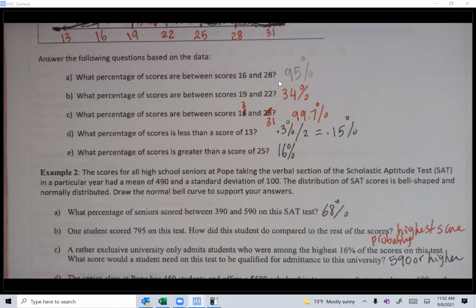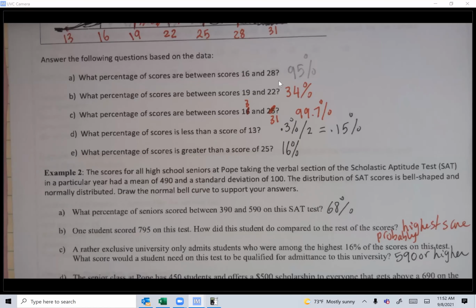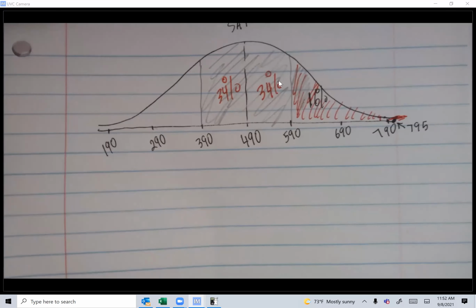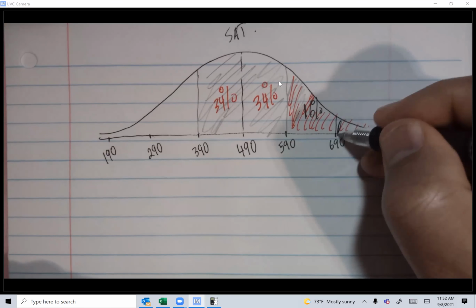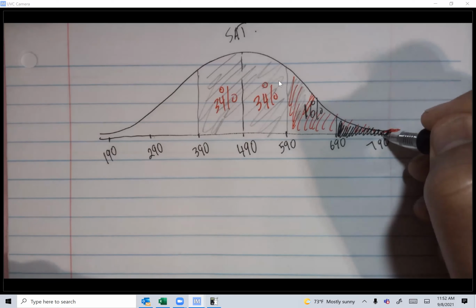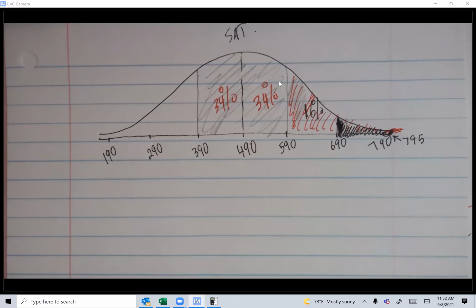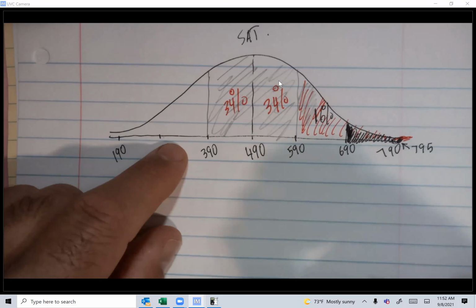Last question, guys. The senior class at POP has 450 students and offers a 500 scholarship to everyone that gets above 690 on the test. What percent of the students will get the scholarship? Above 690. So all I'm asking you guys, give me the percentage here, above 690. I want this percentage. Who can tell us? It's a small percentage, guys. What do you think this percentage is?